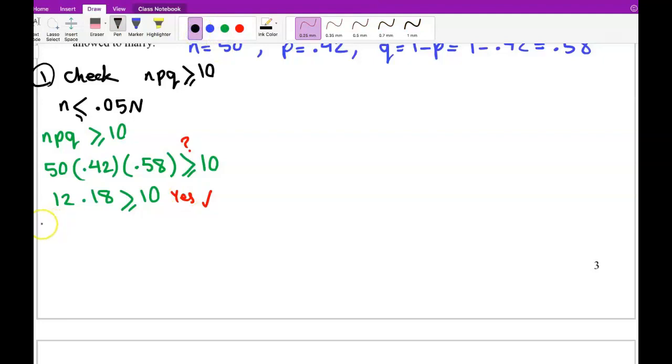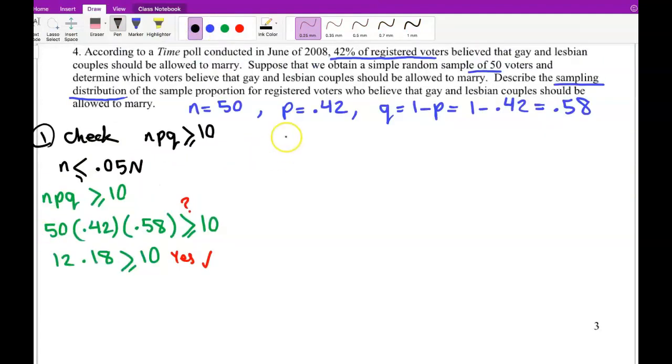Okay, then I want to find the mean. The mean is equal to the population proportion, and that is equal to 42%.